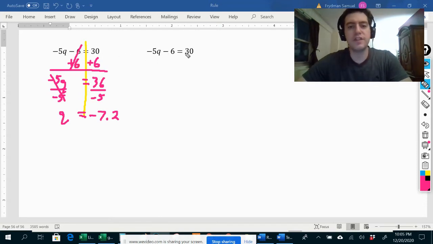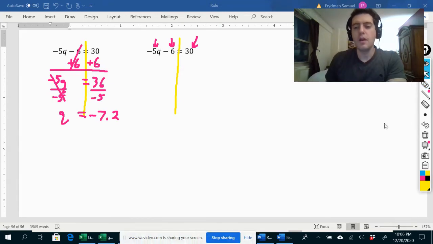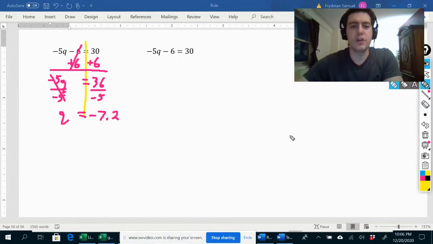Now let's see if we can solve the same equation by first getting rid of the negative 5, which is next to the q. Remember, it's these two numbers here that we need to get rid of, right? This 30 over here is not bothering us, because remember, we're trying to get the q alone on its side of the equation. So the numbers that we need to get rid of are the negative 5 and the 6, and then the q will be alone. Okay, so let's go ahead and get rid of that negative 5 first.